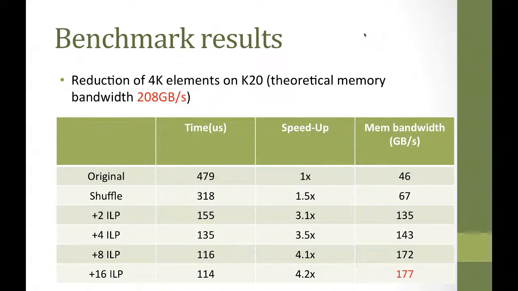If your program will be run on Monk, and it's not possible to use the shuffle, you can still use instruction-level parallelism, and it will still give you around 175 gigabytes per second memory bandwidth, even without the shuffle instruction. So, okay, basically that's everything today.